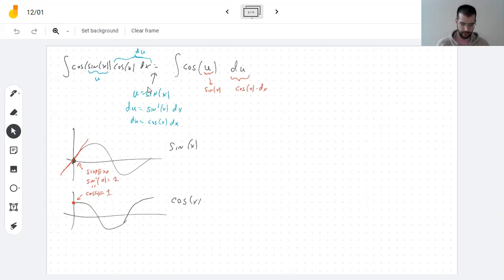Okay, so now I'm down to taking the integral of cosine. So what's the integral of cosine?